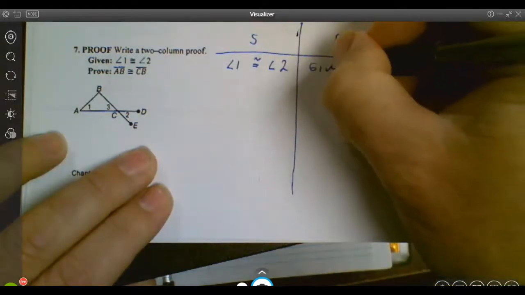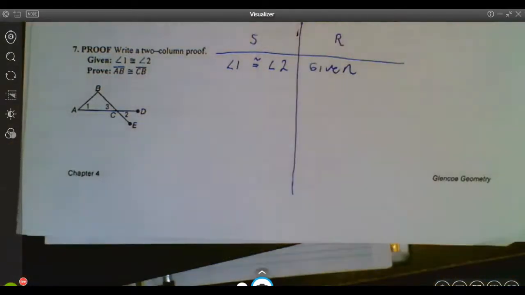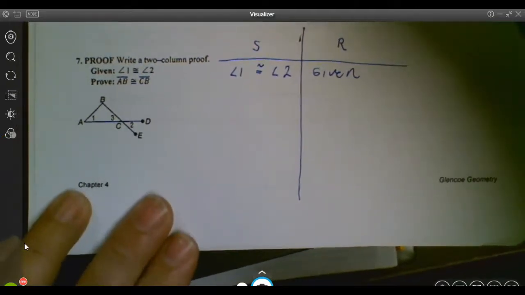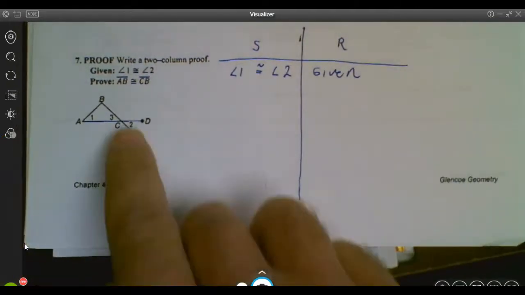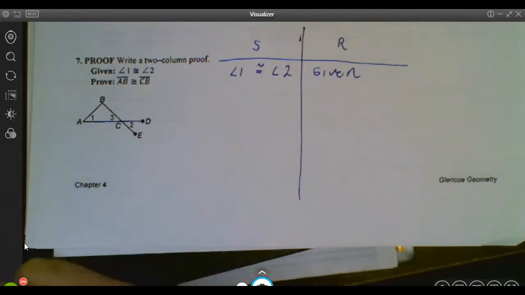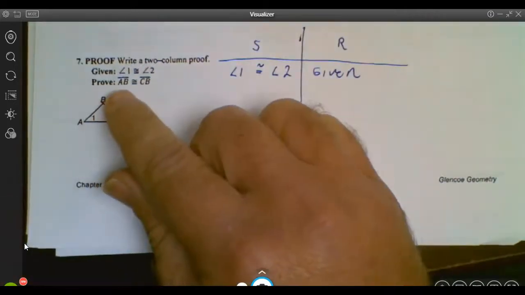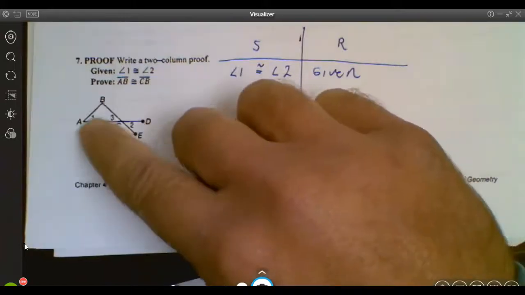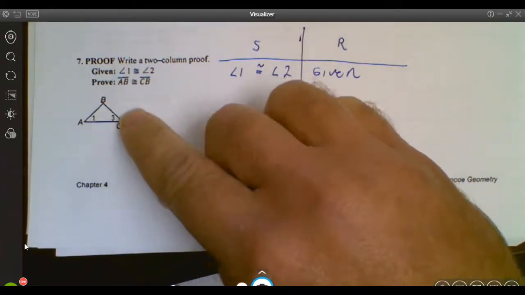So far, within this chapter, all the proofs have been geared toward one idea. And that idea is that triangles are congruent. But that's not the only thing we can do with this information. Right? So as I look at this one, they are not asking me to prove that two triangles are congruent. I don't even have two triangles. What they're asking us to do is prove that side AB is congruent to side CB. Right? So I want to come up with this segment being congruent to this segment.